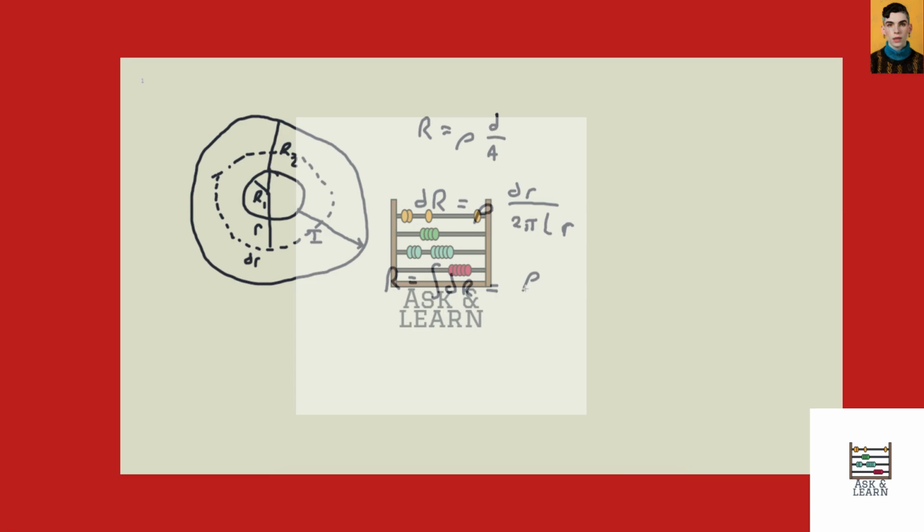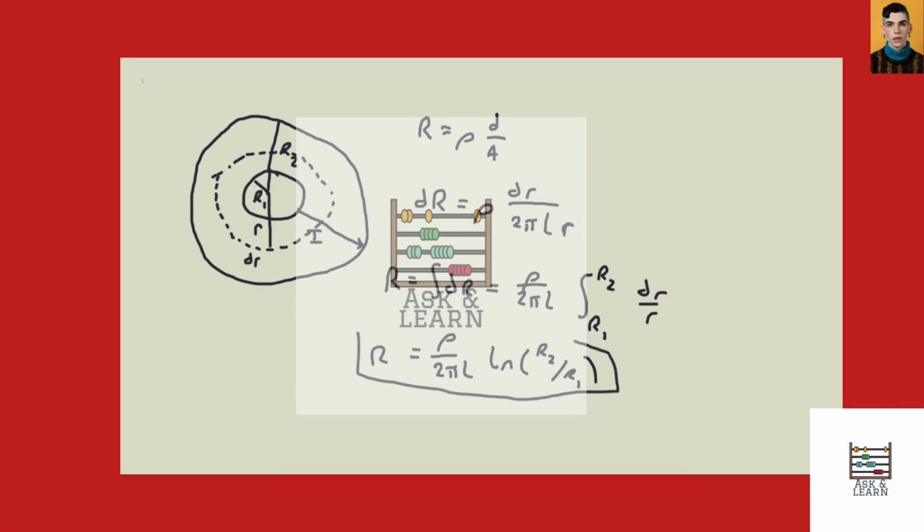So when we try and calculate our total resistance, that's just going to be an integral over this dR. Now rho and 2 pi L are all constants, so we're going to pull them out, and we're just going to integrate from R1 to R2 dr over r itself. If we plug that in, we should find that our resistance is given by rho over 2 pi L times the log of R2 over R1, which is what the question asked. Now that was just part A. Moving on to part B here.